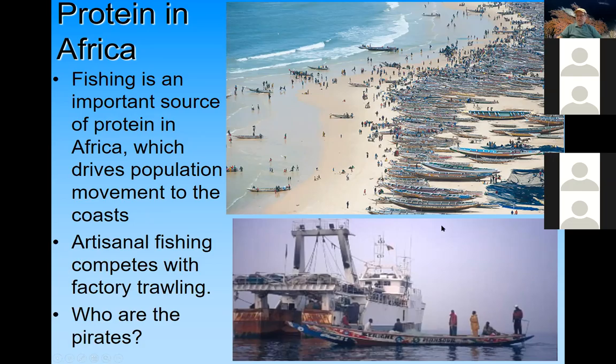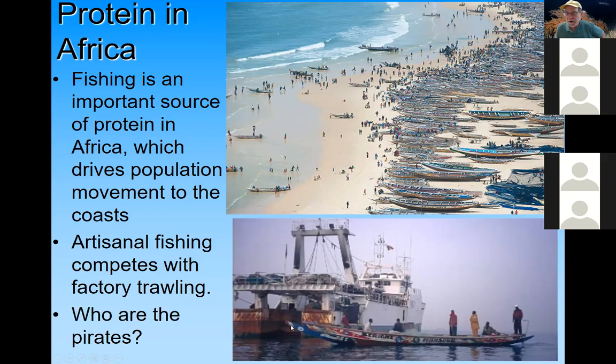This is a series of fishing pirogues on the coast of Senegal, and these are long boats, some of them almost 30 feet long. They're very seaworthy. They have this deep bow here. They can tolerate pretty rough seas. They're made out of wood. They typically drag them up on the shore when they're not using them, so they pull them above the high tide and then they launch them.